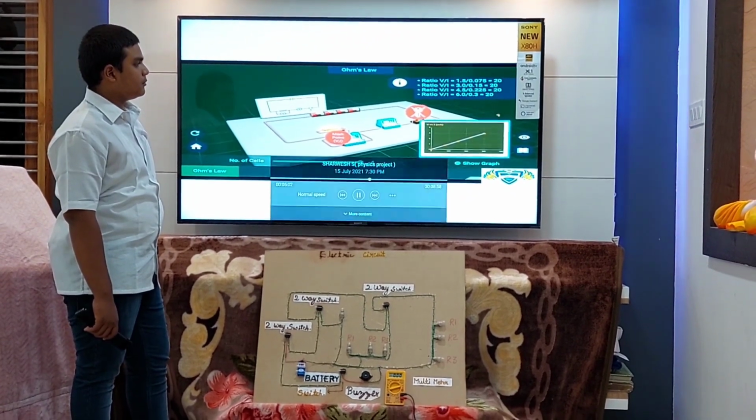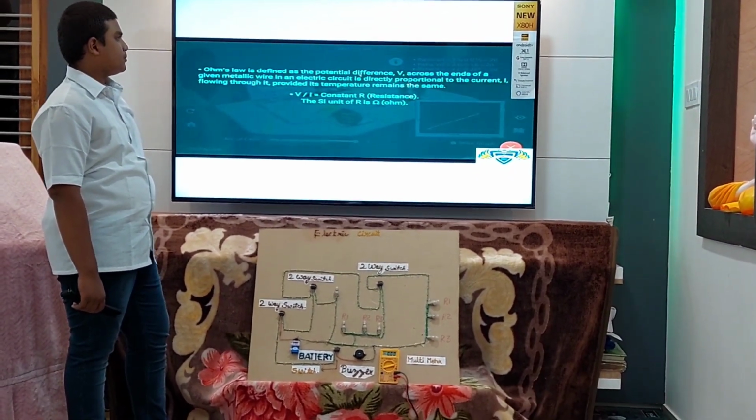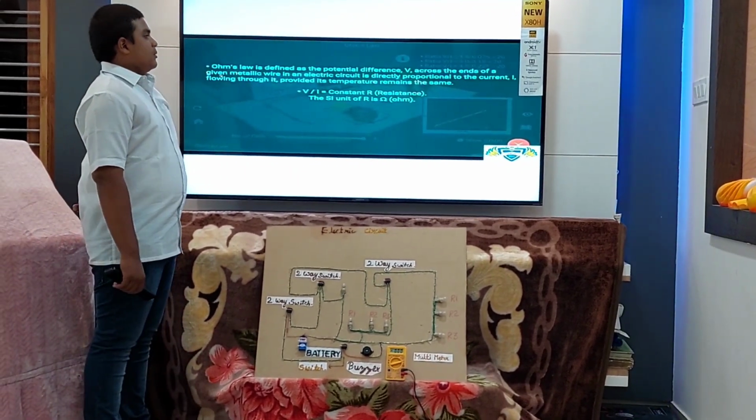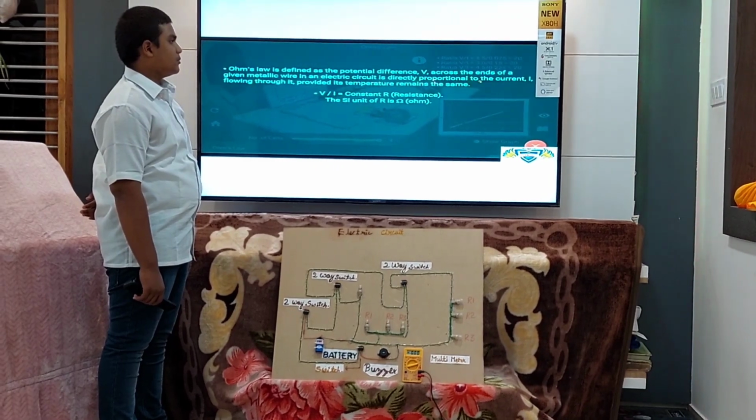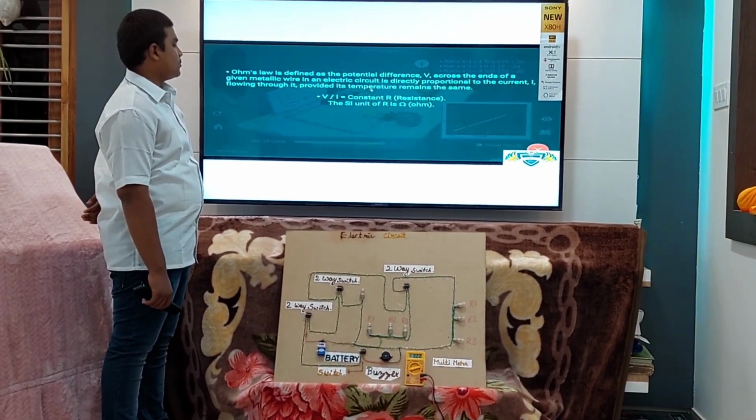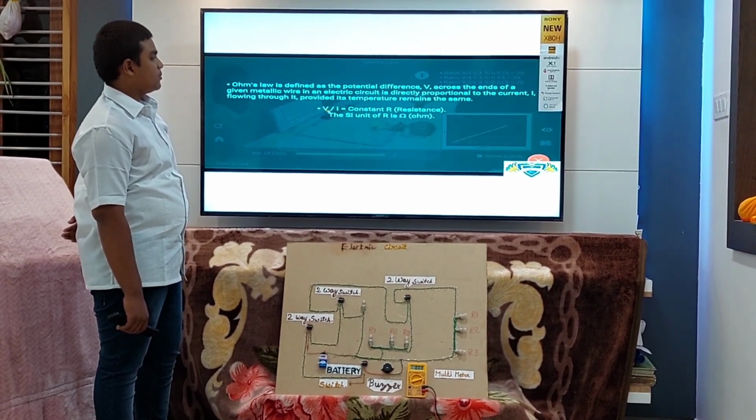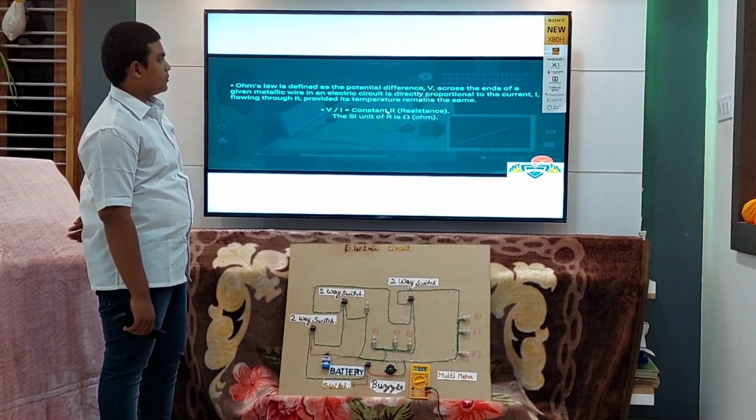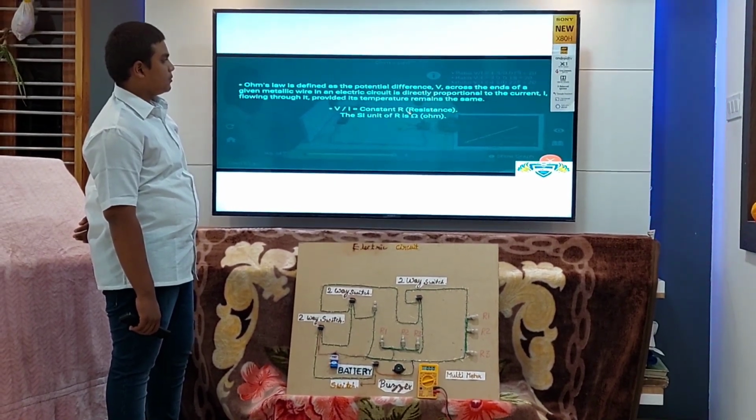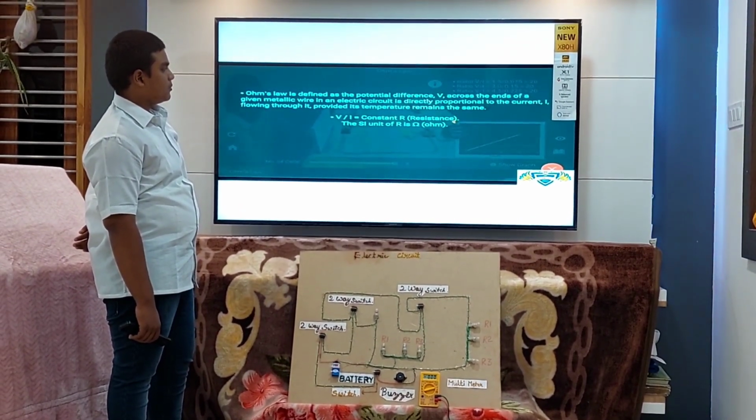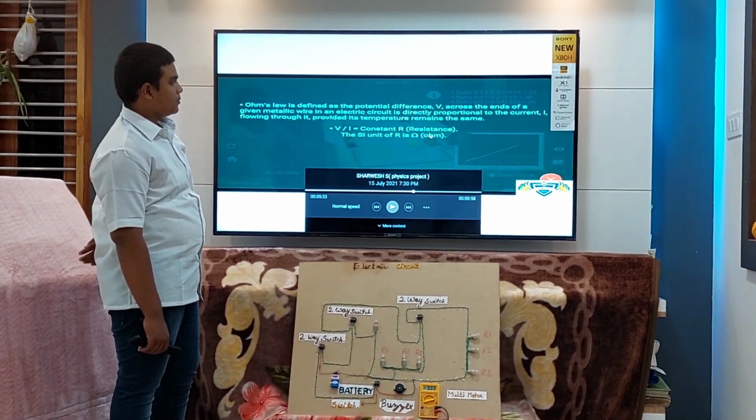Ohm's law is derived from this observation, and it is defined as: the potential difference V across the ends of a given metallic wire in an electrical circuit is directly proportional to the current I flowing through it, provided its temperature remains the same. The constant is called R. R is a constant given for a metallic wire at a given temperature and is called resistance. The SI unit of R is ohm.